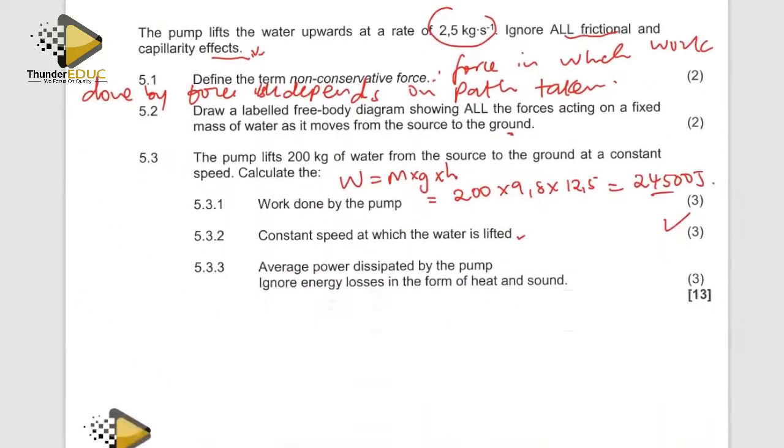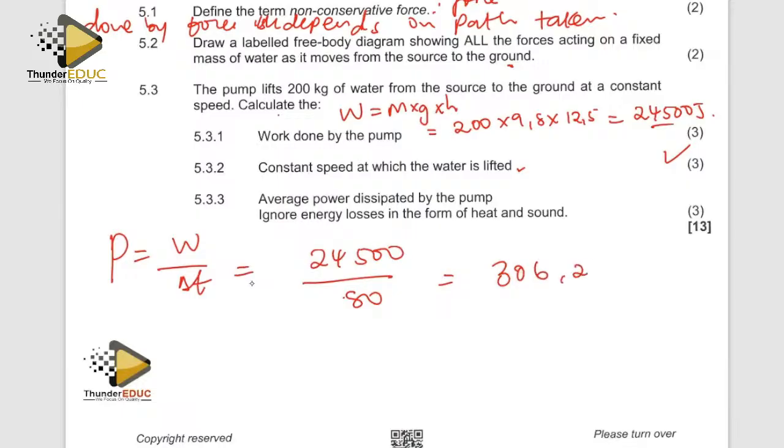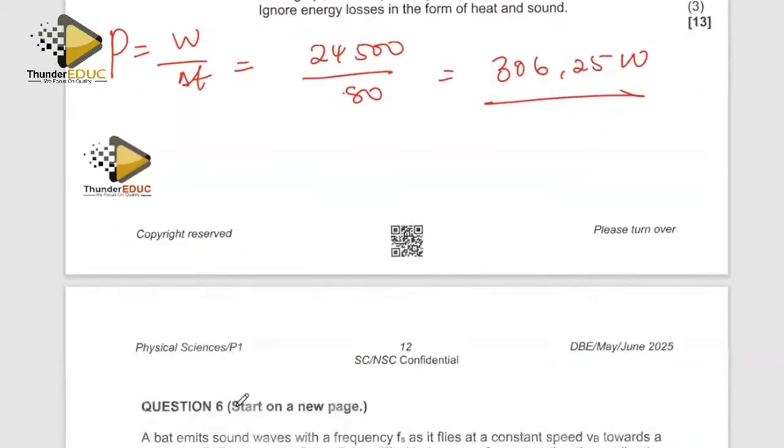Then 5.3, they want the average power that is dissipated by the pump. So for average power, I can get the work done divided by the delta t. So the 24,500 divided by the delta t, which is 80. Wow, it was a tricky question, but I believe it was a doable work energy kind of question. So that is 306,25 watts for the power. Okay, so that is question number 5.